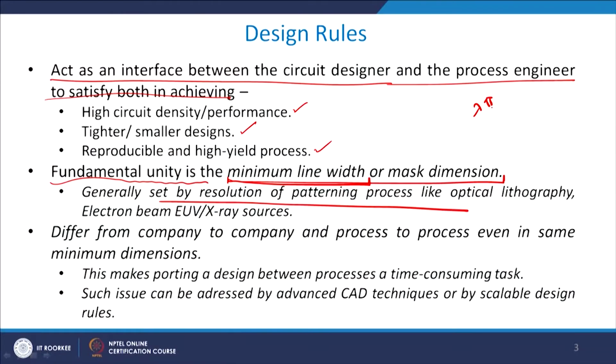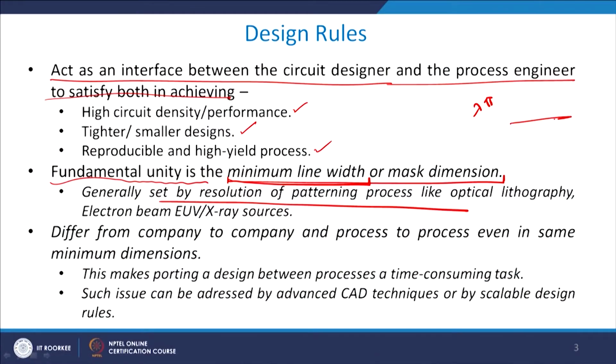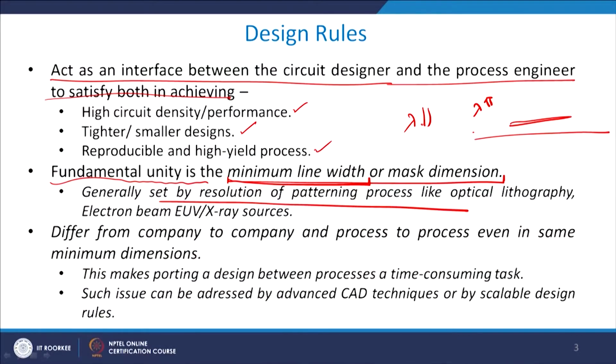If you are using a large lambda, you very well know that you will have heavy scattering, and therefore if you wanted to grow, let us suppose, this much channel length, you might end up growing this much channel length. So to make the design tighter, you lower the lambda value. To lower it and have less scattering, you go to E-beam as well as X-ray sources.